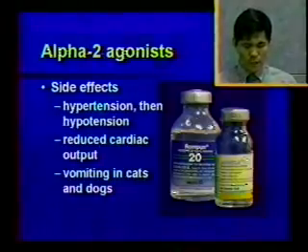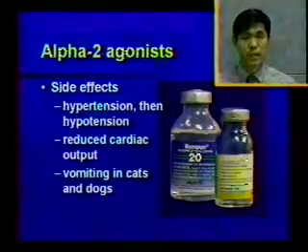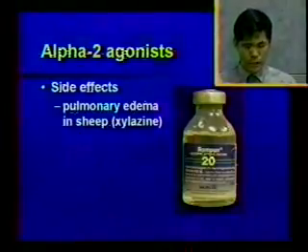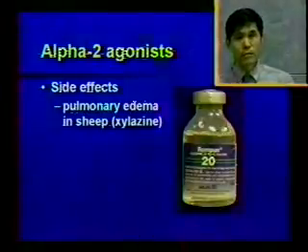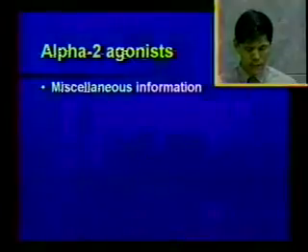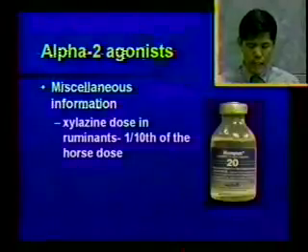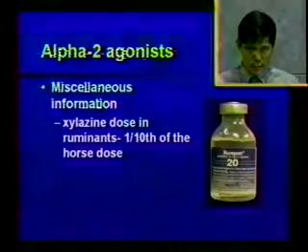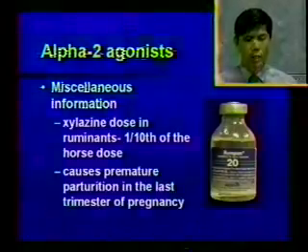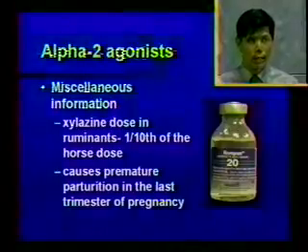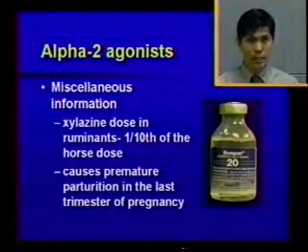Alpha-2 agonists can also cause vomiting in some cats and dogs. It has been reported in sheep that pulmonary edema can develop following psilocin premedication. Other information that you may need to remember for your licensing examination: remember that ruminants are quite sensitive to the effects of psilocin. For ruminants, your dose is about 1/10 of the horse dose. You also need to remember that psilocin will cause premature parturition in the last trimester of pregnancy in cows. So we try to avoid psilocin in the last trimester of pregnancy.